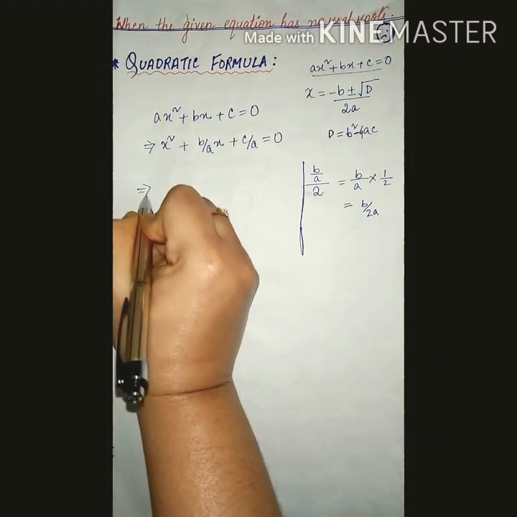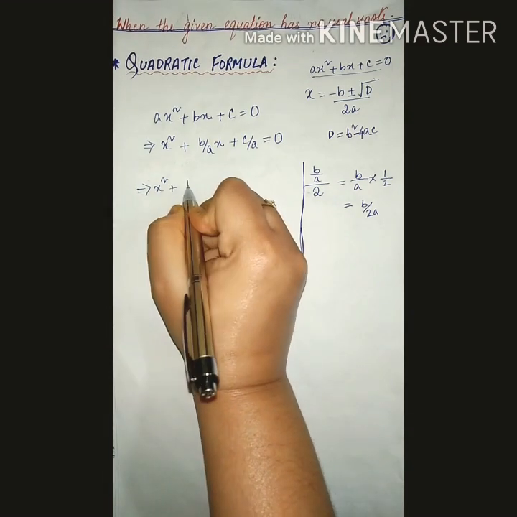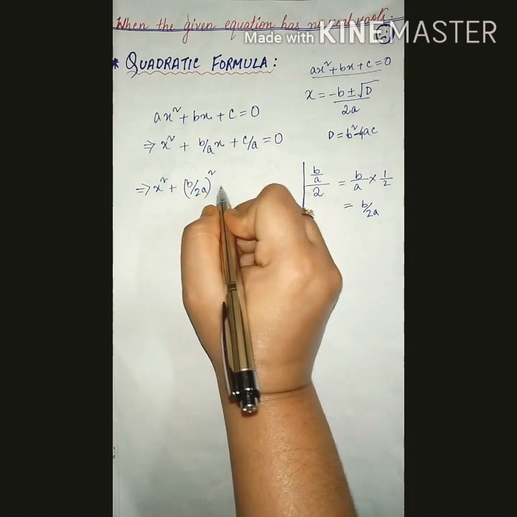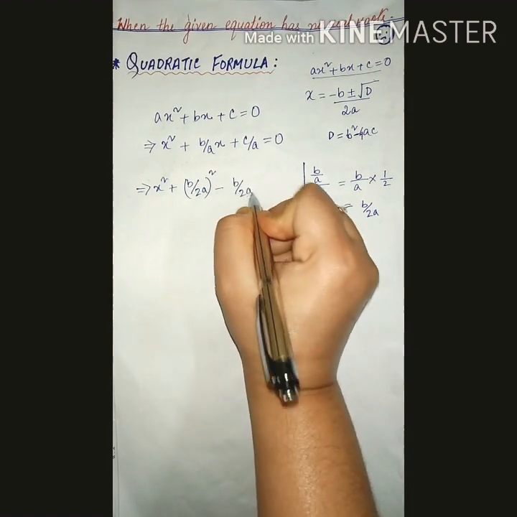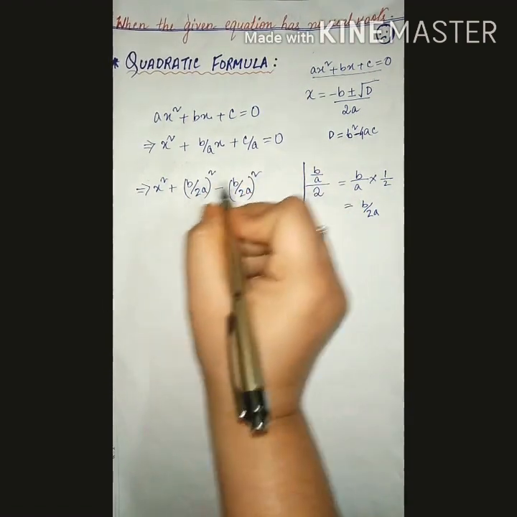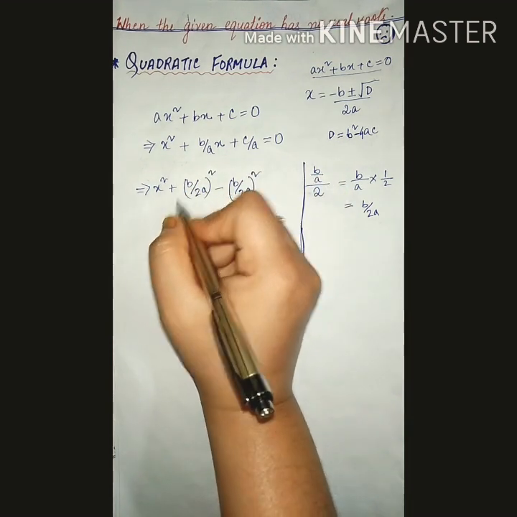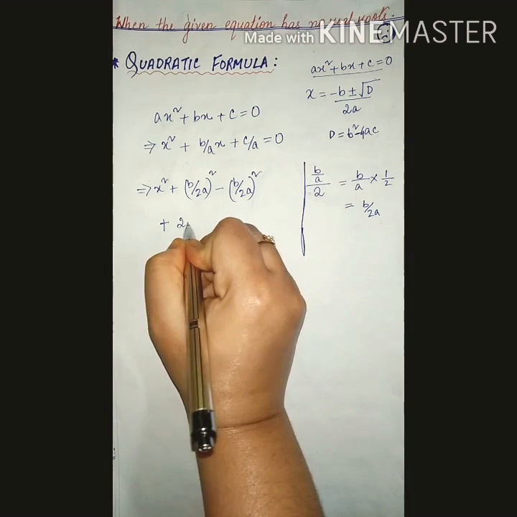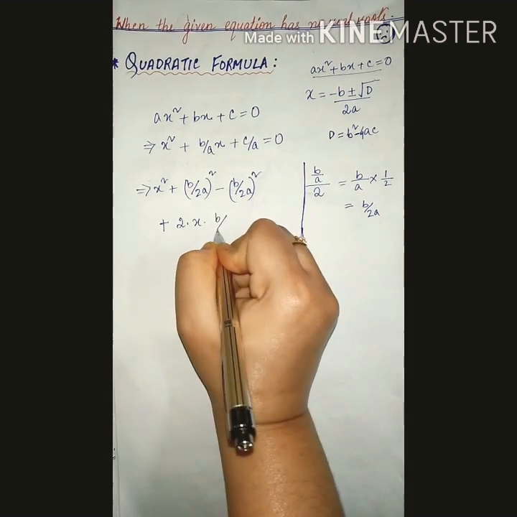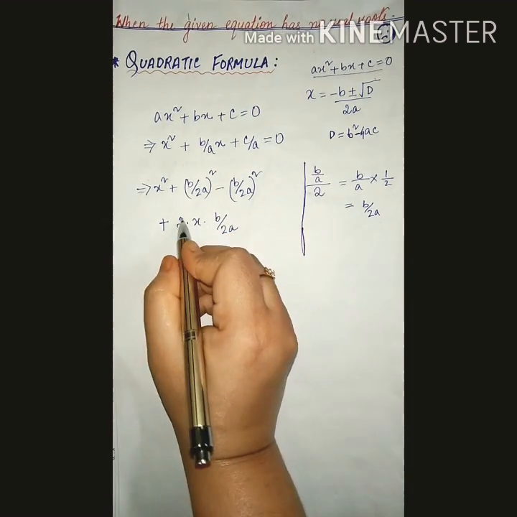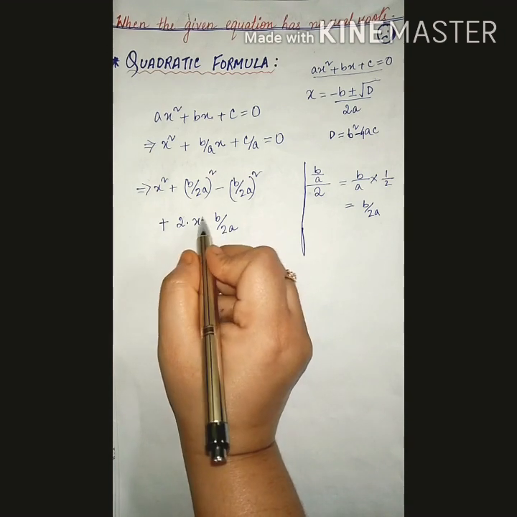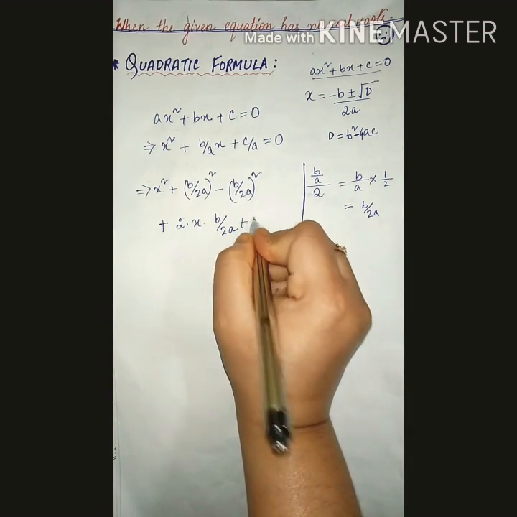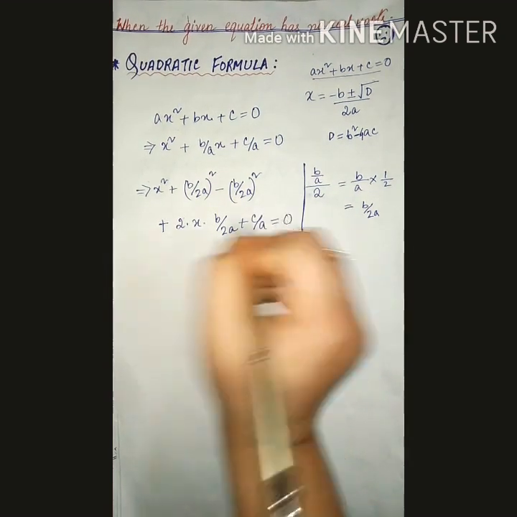Now what will we do? x square plus b by twice a whole square. Since we have written plus, now b by twice a whole square plus and minus, ultimately we will get 0. Then you write this one plus 2 into x into b by twice a. Now you see the 2 cancelled. You will again get b by a x plus c by a equal to 0.